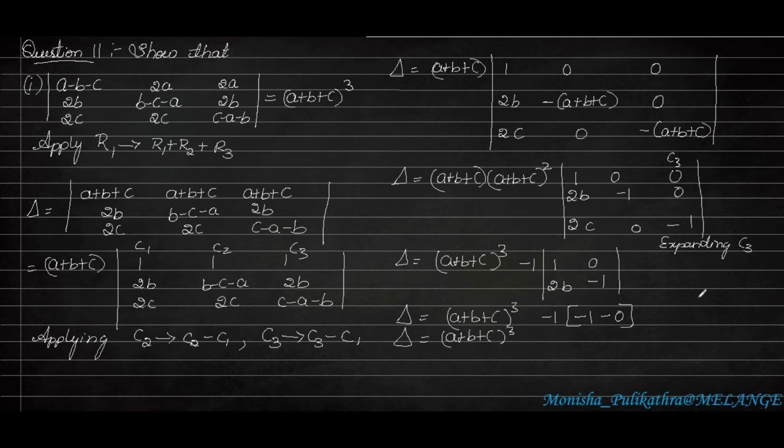Here minus 1 into minus 1, minus 1 into minus 1, the minuses get cancelled, ones are 1. So 1 into 1 is 1 itself. So the answer will be a plus b plus c whole cube. So whatever they have asked us to prove has come here. So write down, hence proved.